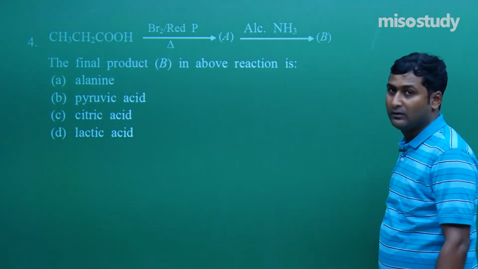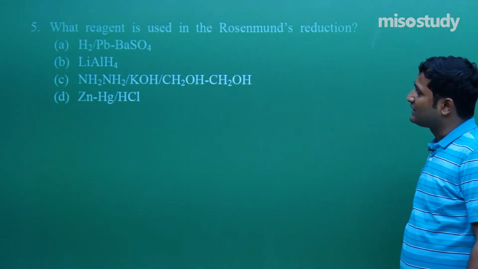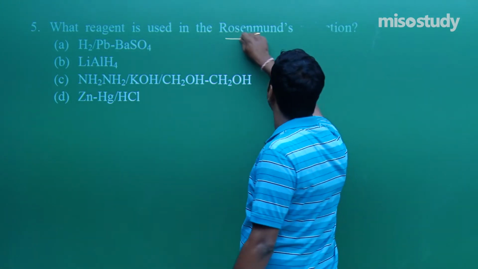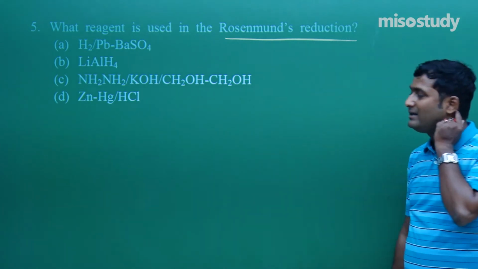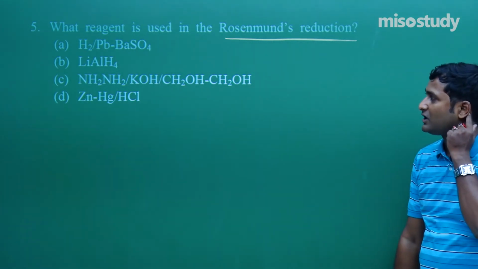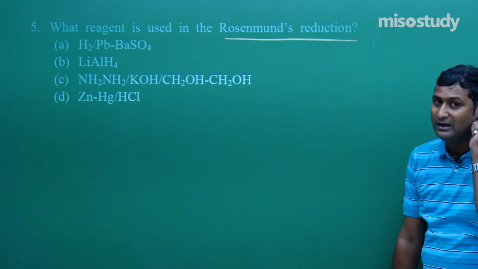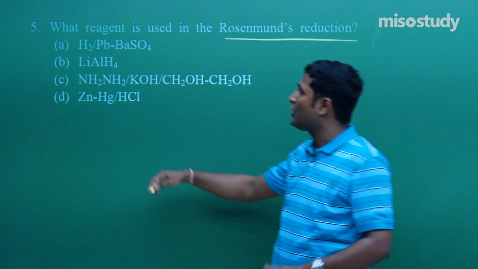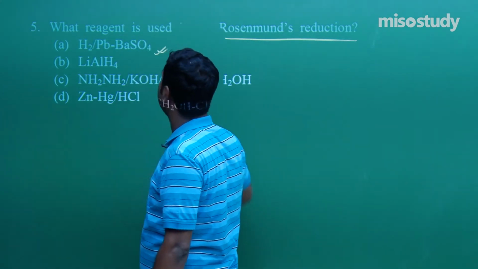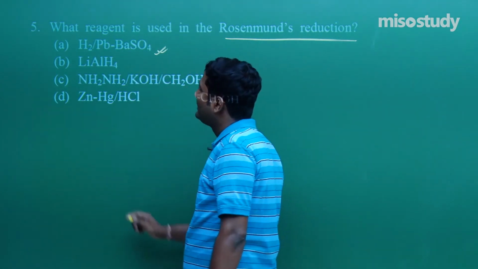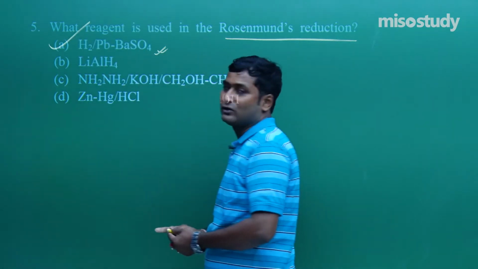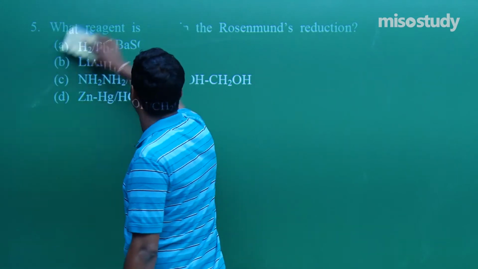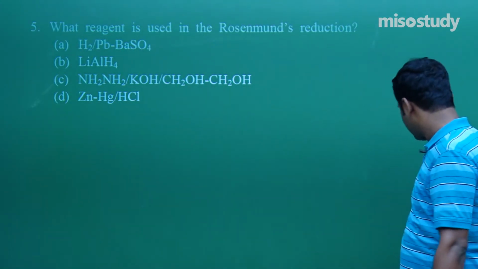Now, let's move to the next question. This is a completely theory based question. Rosenmund reduction. What reagent is used in the Rosenmund reduction? Sir, it's very simple. That is H2 in presence of Pd-BaSO4. So A is the correct option. For question number 5, A is the correct option. Now let's move to the next question.